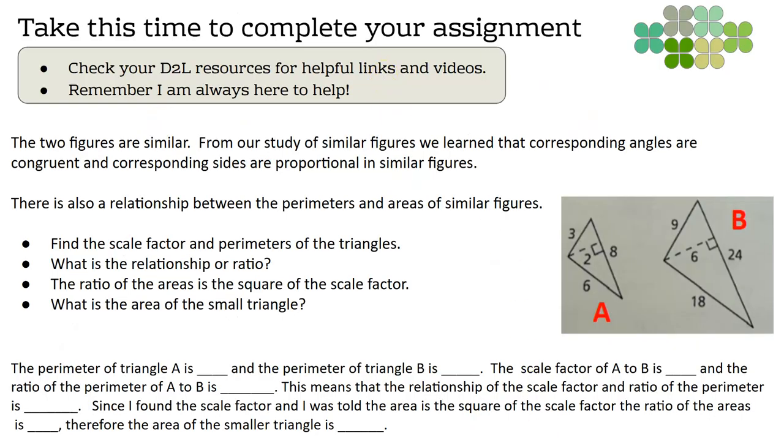Your writing assignment for today says the two figures are similar. From our study of similar figures, we learned that corresponding angles are congruent and corresponding sides are proportional in similar figures. There is also a relationship between the perimeter and the areas of the figures. Find the scale factor and perimeters of the triangles. What is the relationship or ratio? The ratio of the areas is the square of the scale factor. What is the area of the small triangle?